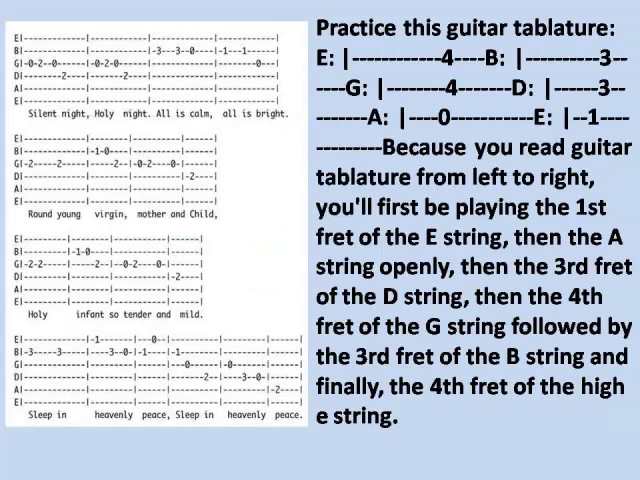Step 7. Practice this guitar tablature: E4, B3, G4, D3, A0, E1. Because you read guitar tablature from left to right, you'll first be playing the first fret of the E string, then the A string openly, then the third fret of the D string, then the 4th fret of the G string followed by the 3rd fret of the B string and finally, the 4th fret of the high E string.